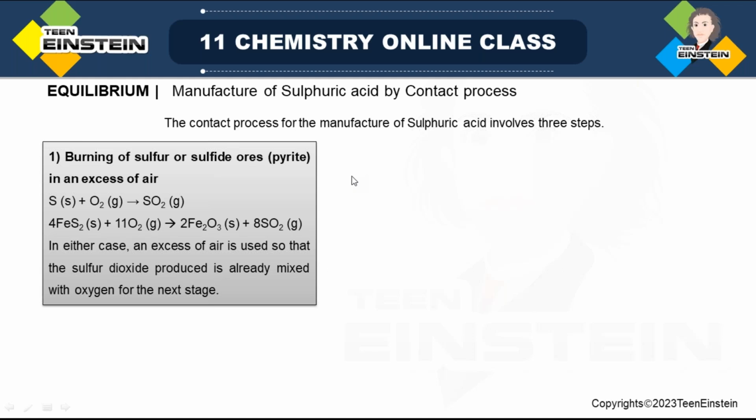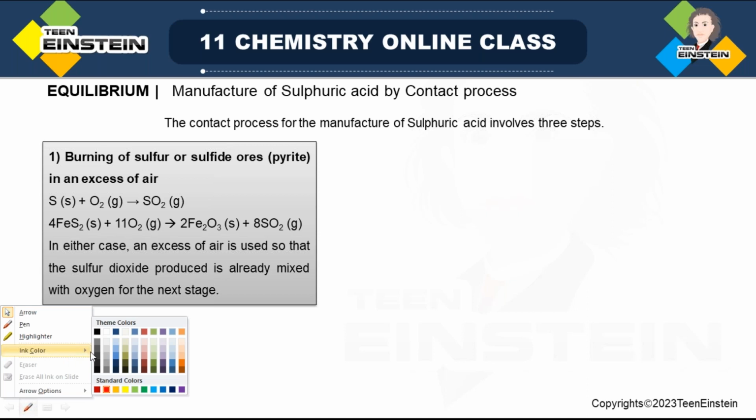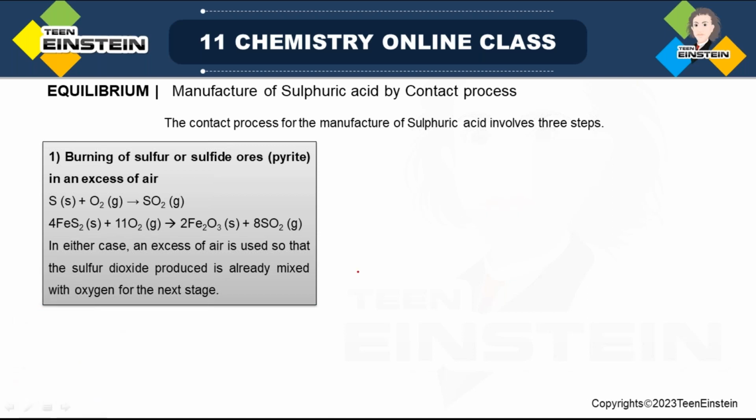The first step for the synthesis of sulfuric acid is burning of sulfur, or it may be burning of sulfide ores. Any of these two starting materials we can use. In the first reaction, as you can see, we have taken solid sulfur. In the bracket it is mentioned S, that means the physical state is solid, and it reacts with oxygen gas on burning and produces sulfur dioxide gas.